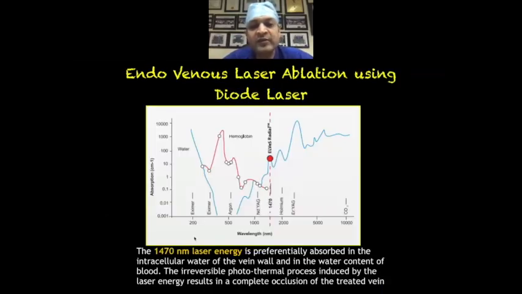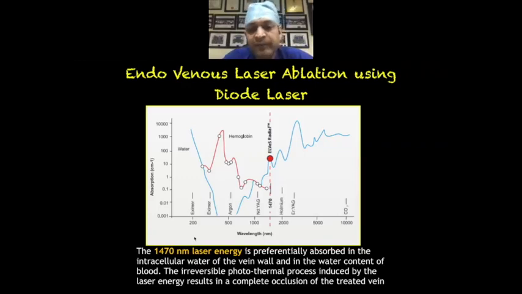So once we have done this, you need to understand various questions and answers. Now, which laser is the best? So we have 810 available, 980, 1470, and 1940. So you have to understand this graph.